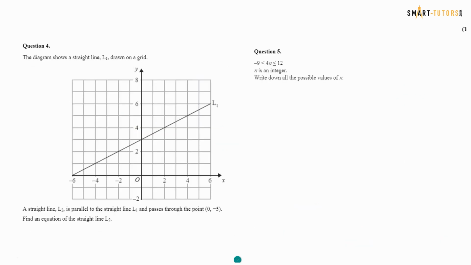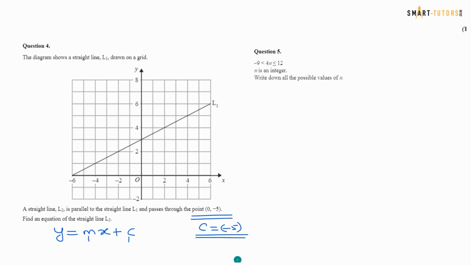Question number 4. The diagram shows a straight line L1 drawn on a grid. The straight line L2 is parallel to L1 and passes through the point (0, -5). Find an equation of the straight line L2. We know the straight line equation can be in y equals mx plus c format. m is the gradient and c is the intercept. That line is passing through (0, -5), which means the intercept is -5. It definitely intersects the y-axis at -5.